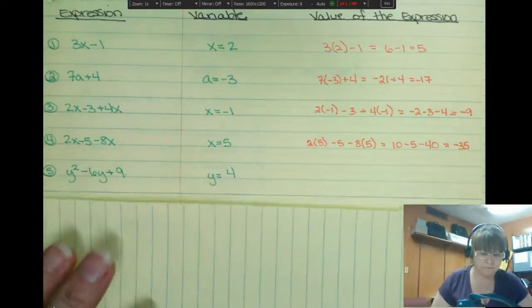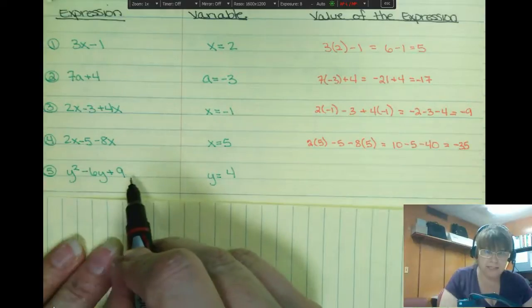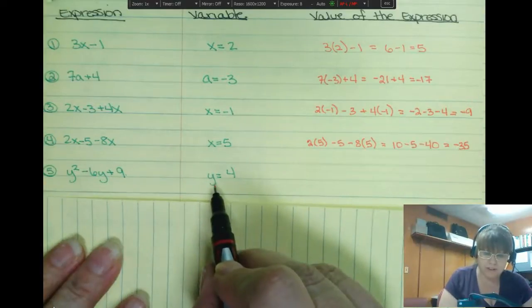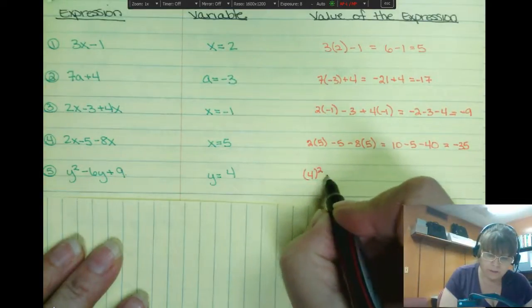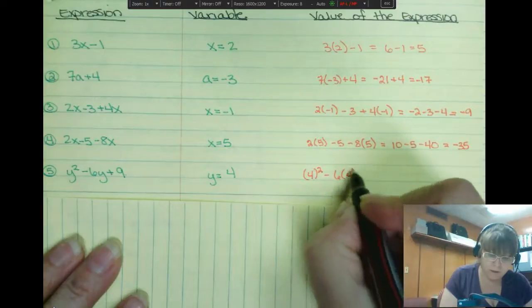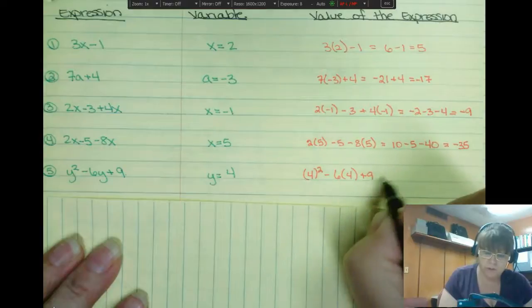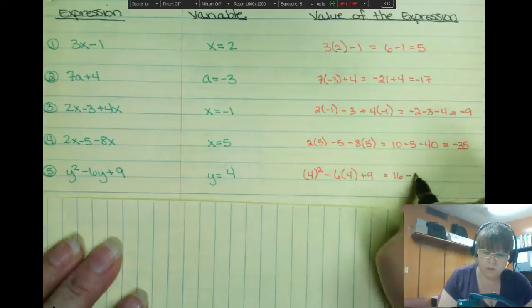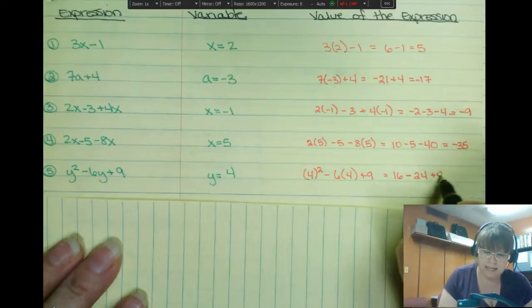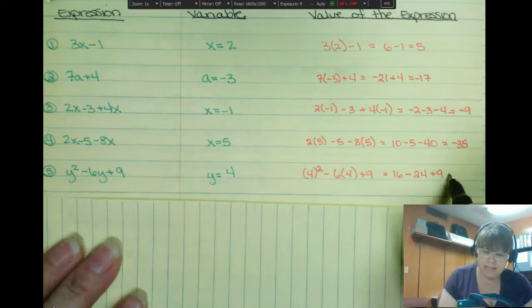Let's try another one. Y squared minus 6y plus 9. What's the value of the expression when y is 4? 4 squared minus 6 times 4 plus 9. 4 squared is 4 times 4, which is 16, minus 6 times 4 is 24, plus 9. 16 minus 24 is negative 8, plus 9 is 1.